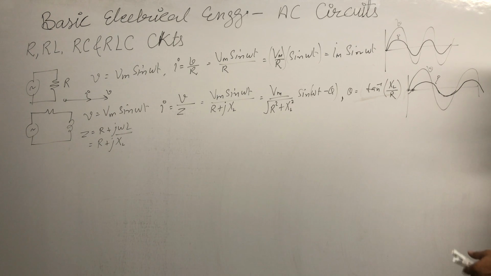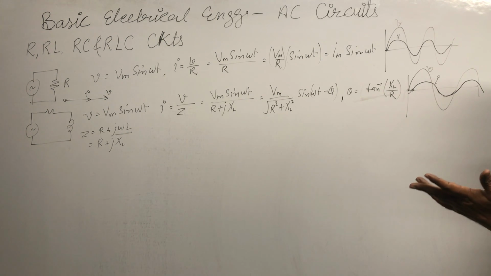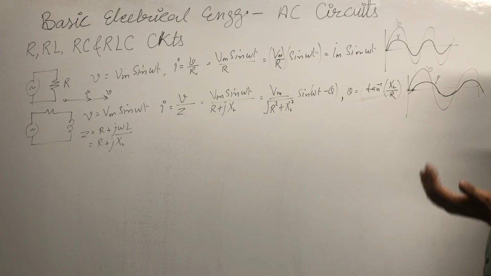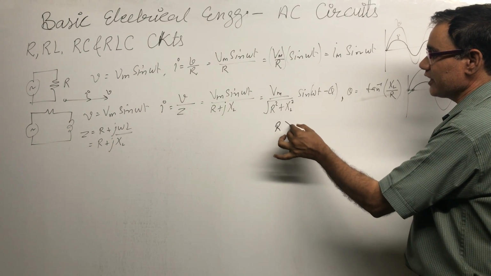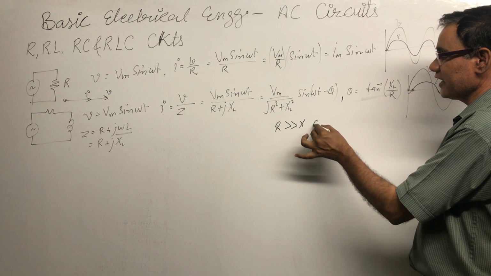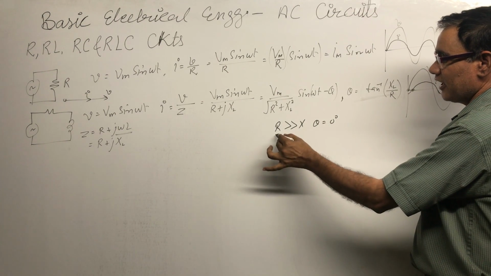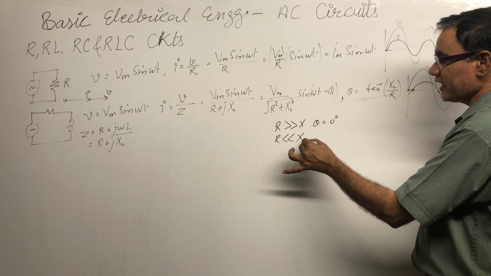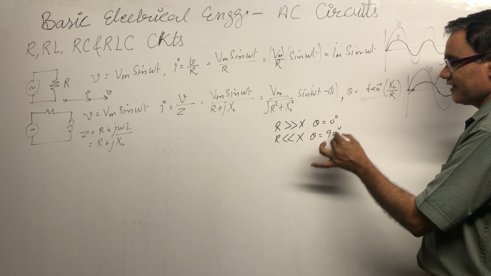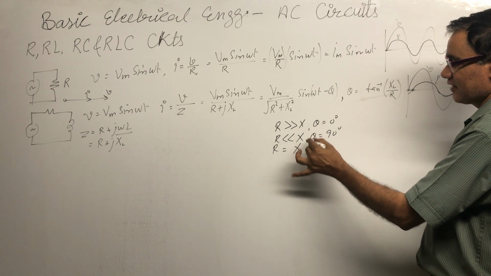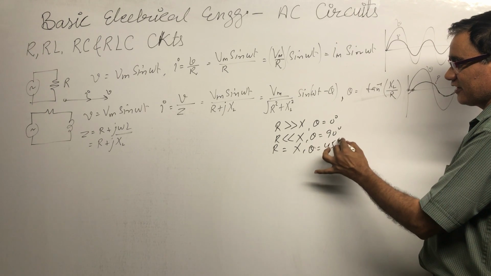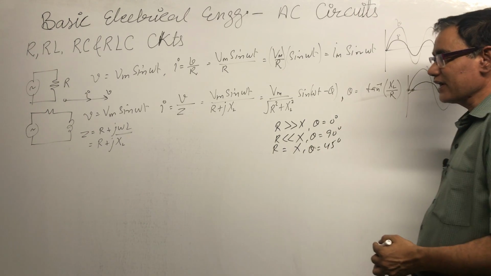If both are equal, then the lagging angle is 45 degrees. If R is very high as compared to X, then the angle is 0 degrees. If R is very small as compared to X, then the angle is 90 degrees. If R equals X, then the angle is 45 degrees. So that is the lagging angle.